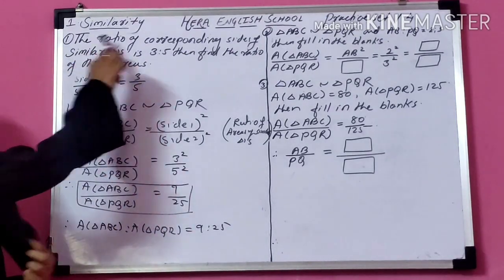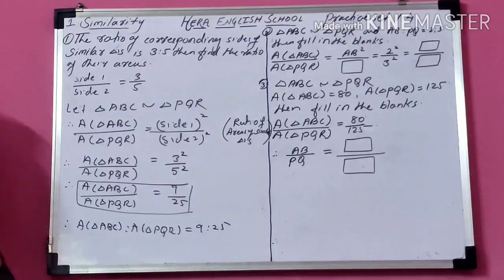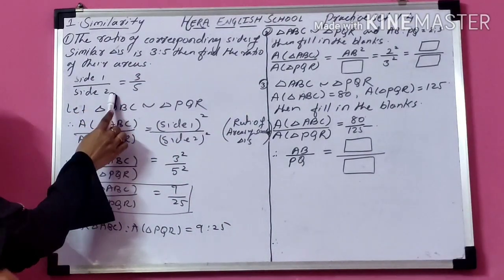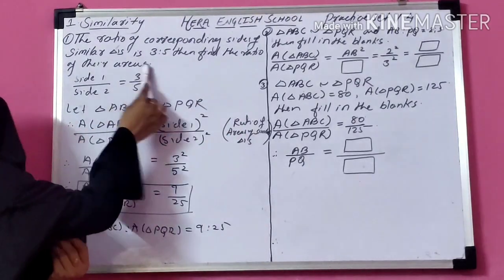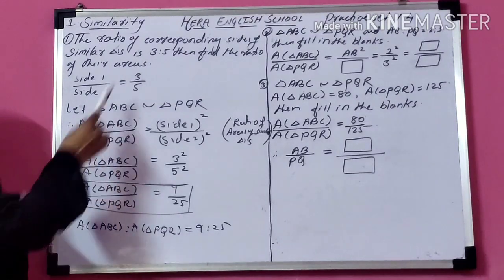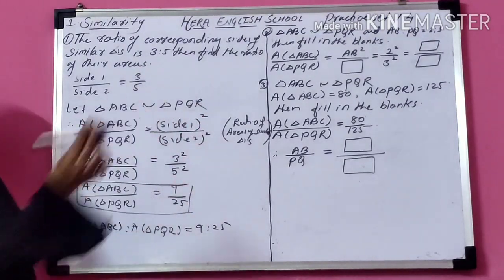Again I am repeating. Here the question is the ratio of corresponding sides of similar triangles is given. That is the ratio of side 1 upon side 2 is given 3 upon 5, and you have to find the ratio of their areas. Okay. So triangle name is not there in question, so I suppose the triangles may be ABC and PQR.